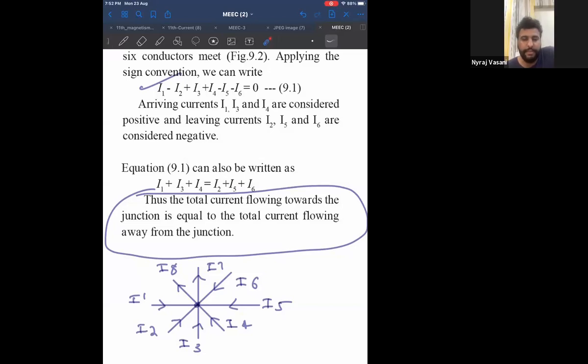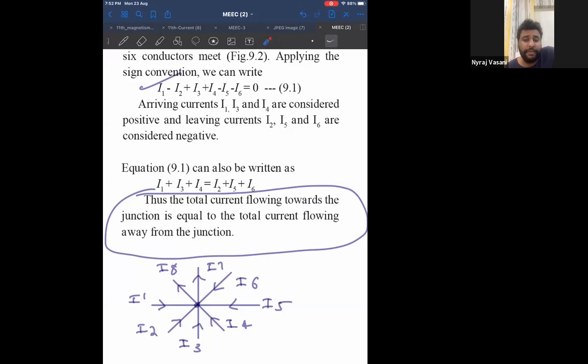Okay. The answer is correct, sir. Perfect. The answer is, listen to this. I1 plus I2 plus I3 plus I4 plus I5 plus I6 minus I7 minus I8 equal to 0. Getting it? I1 plus I2 plus I3 plus I4 plus I5 plus I6 minus I7 minus I8 equal to 0, or I1 plus I2 plus I3 plus I4 plus I5 plus I6 equal to I7 plus I8. Got it, all of you?